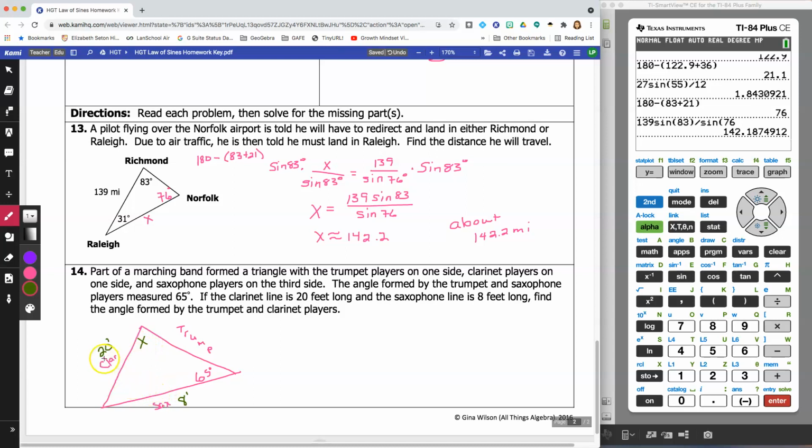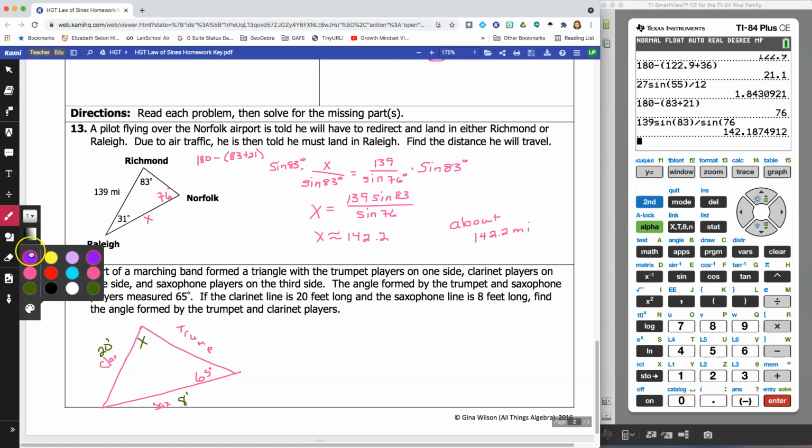So here's a situation where I'm given 2 side lengths and 1 angle. So I can use the law of sines with this, but I also know that there is a possibility that there would be no triangle formed, or that there would be 2 triangles formed, or the 1 triangle. So I have to remember to check for that in this situation.